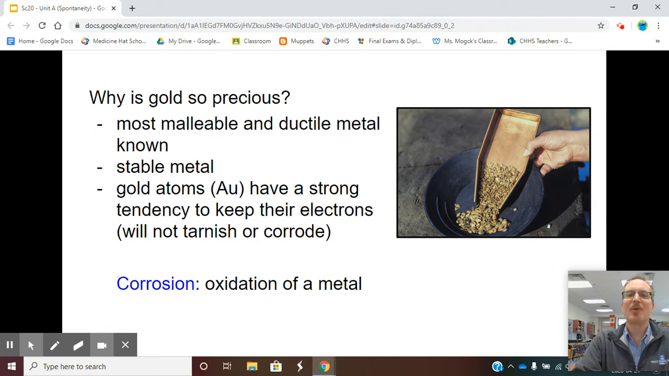Well, one of the first things most people tend to think of when we think of metals is they want to talk about gold. Why is gold so important? Why is gold so precious? Why is gold so amazing?